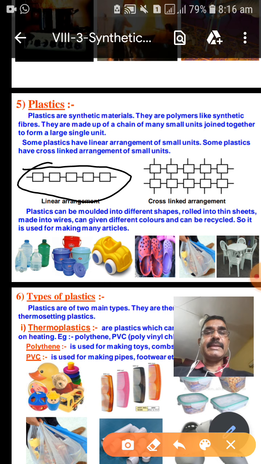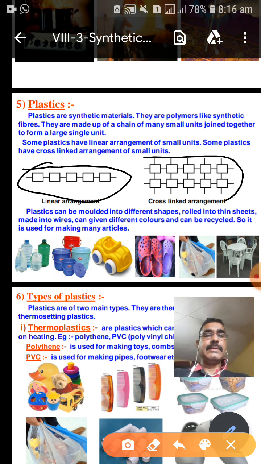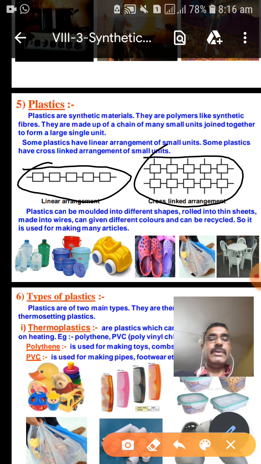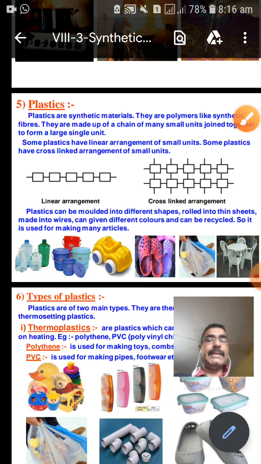And some plastics have cross-linked arrangement of small units. So here is the figure showing cross-linked arrangement of small units, where you can see that there are many chains which are cross-linked to each other. So you can see that different types of plastics have different arrangements. Some may have linear arrangement and some may have cross-linked arrangement.